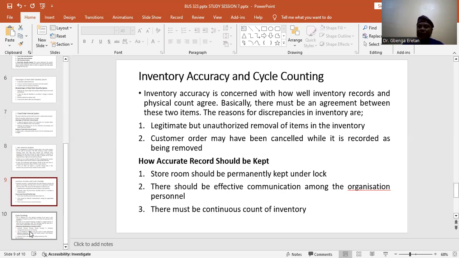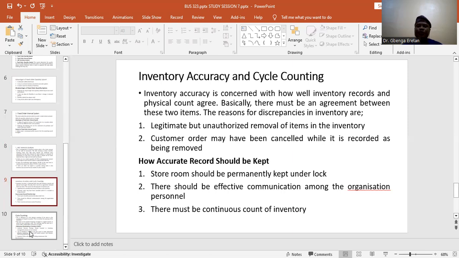So when the inventory record tallies with the physical stock, we refer to it as inventory accuracy. In other words, it is contained in our book that we have 200 stock. And when we get to the warehouse to count the physical stock, it is also 200. Then we now say there's inventory accuracy. So inventory accuracy is a situation where the record of stock is equal to the physical stock. So where the physical stock agrees with the record stock, we say there's accuracy of inventory.